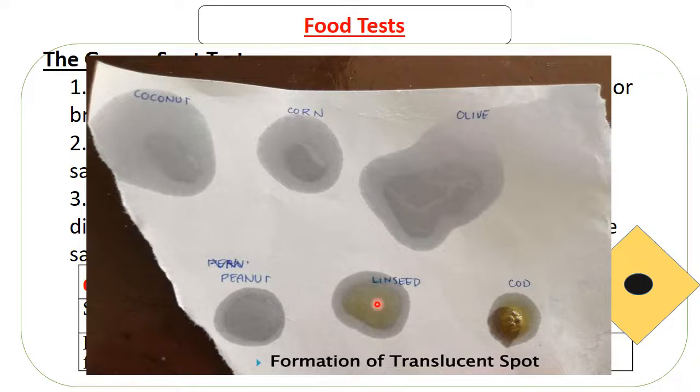This marks the end of our lesson. Hope you're going to make use of the information that has been shared in this video when you're doing practicals. Otherwise, happy solving.